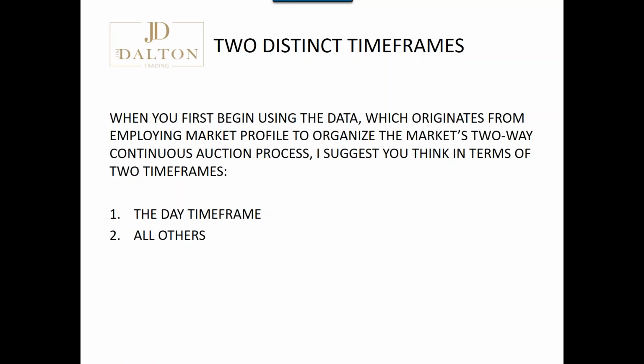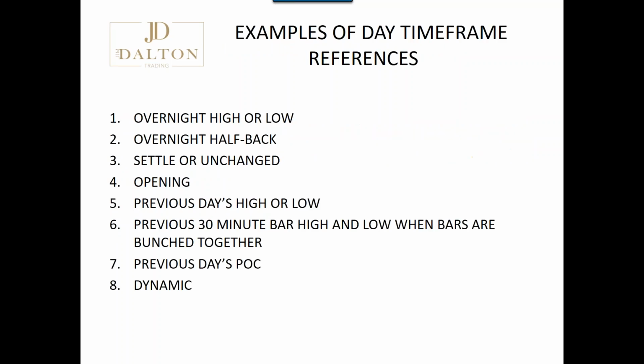The easiest way when you first begin, and maybe even all the time, to think about using the market profile to organize the market's continuous two-way auction process is to think in terms of the day time frame and all others, with the day time frame being those that come in flat and those that go home flat, and all others meaning anybody beyond the day time frame that can take trades home overnight.